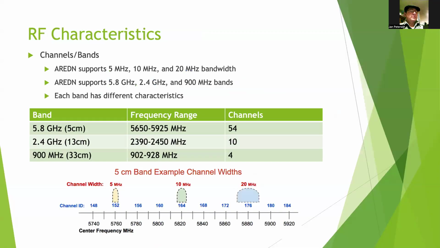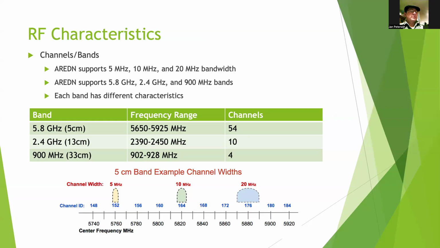Okay, so RF characteristics are something that we have to consider when we're doing this, right? So we have three bands that are supported. There used to be a fourth one, but thanks to successful government lobbying by cell phone carriers, that one went away. The 3 gigahertz band is no longer available in the US. So there's the 5.8 gigahertz, there's the 2.4 gigahertz, and there's the 900 megahertz. I don't know if anybody around here is doing 900 megahertz.